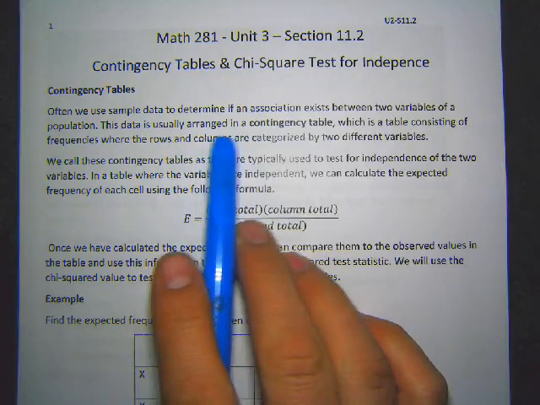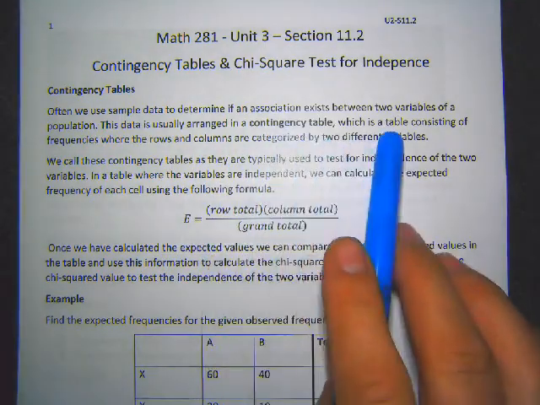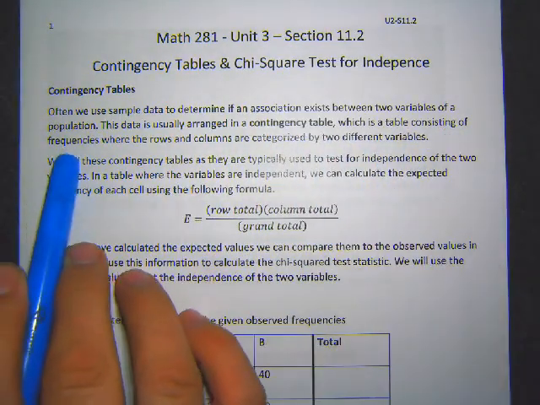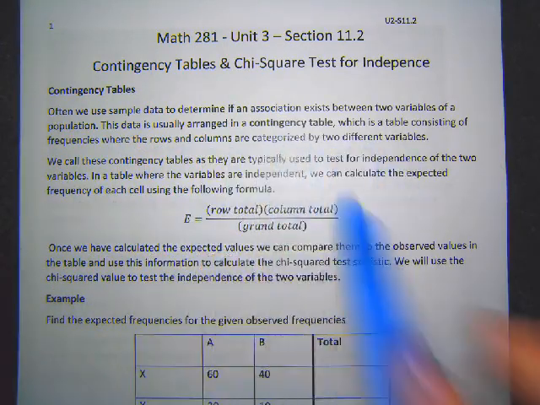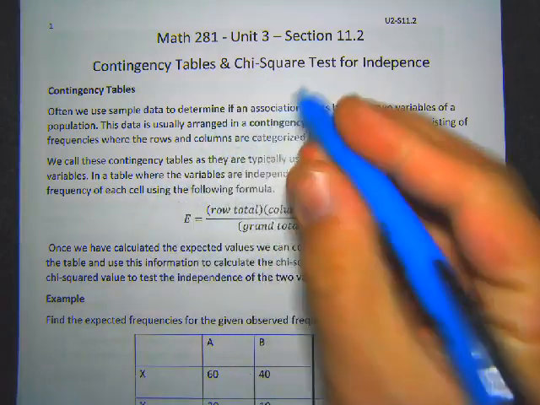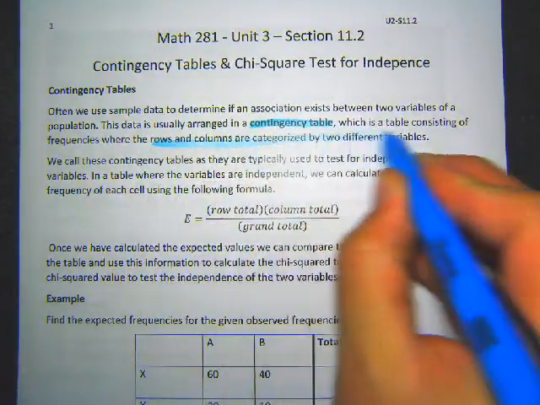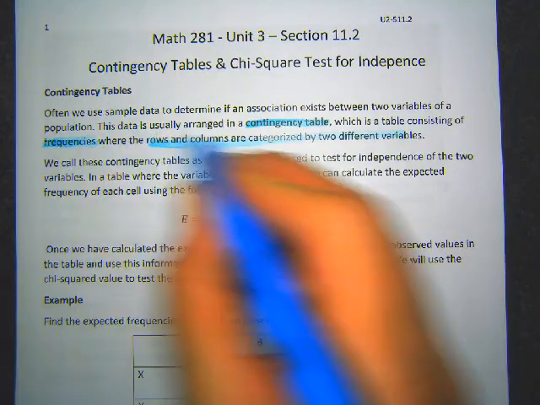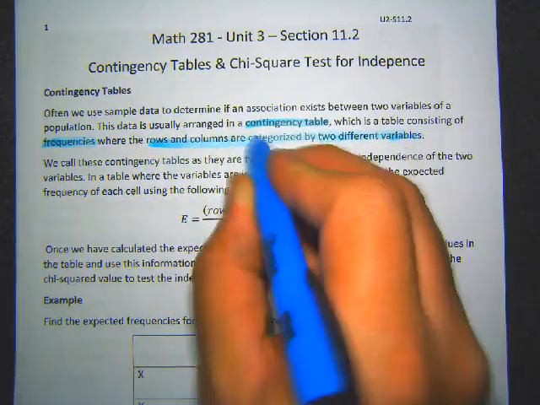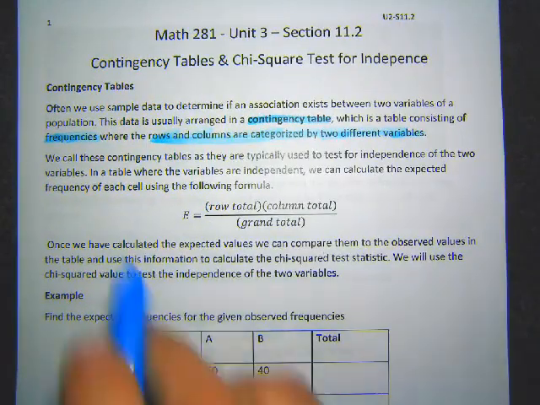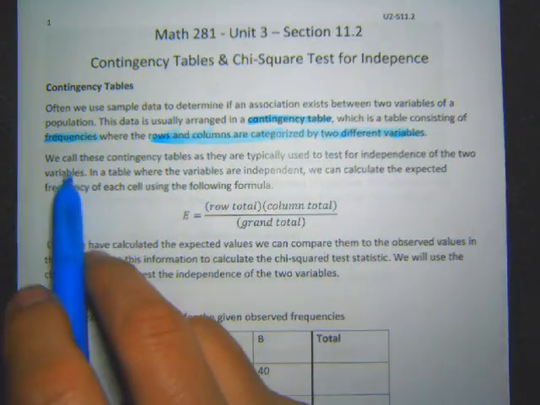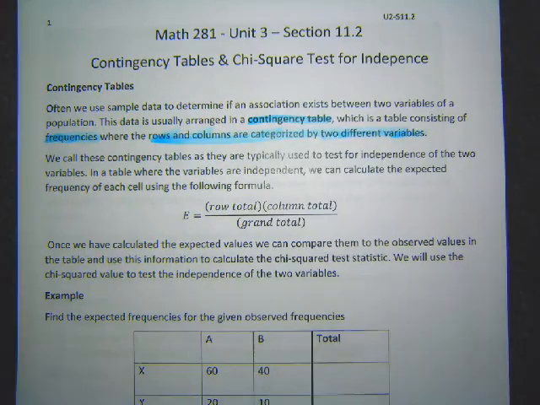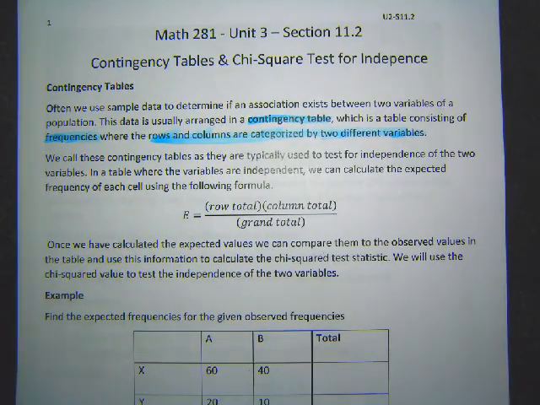The data we usually arrange in a contingency table, which is a table consisting of frequencies. These are the counts, that's what frequencies are. The rows and the columns are categorized by two different variables. So that's our contingency table. The rows and columns are two different variables, and it is all frequencies for the different categories or sets. We call these contingency tables because they are typically used to test for independence of the two variables. We're looking at whether the two variables are contingent on each other, if they are connected.